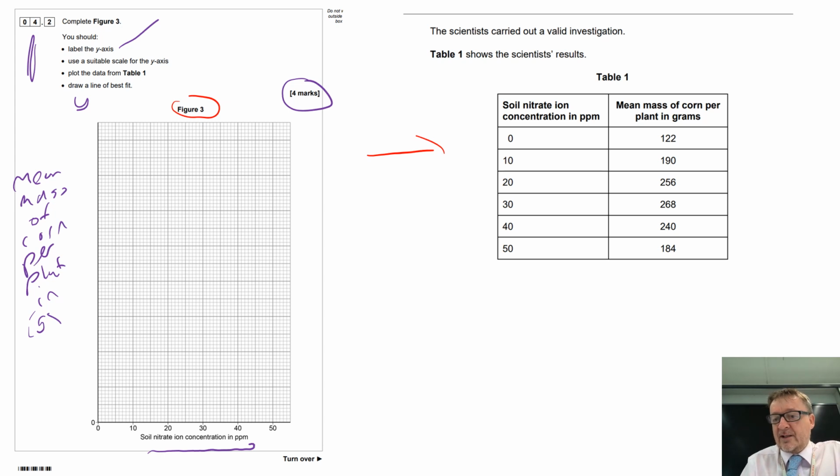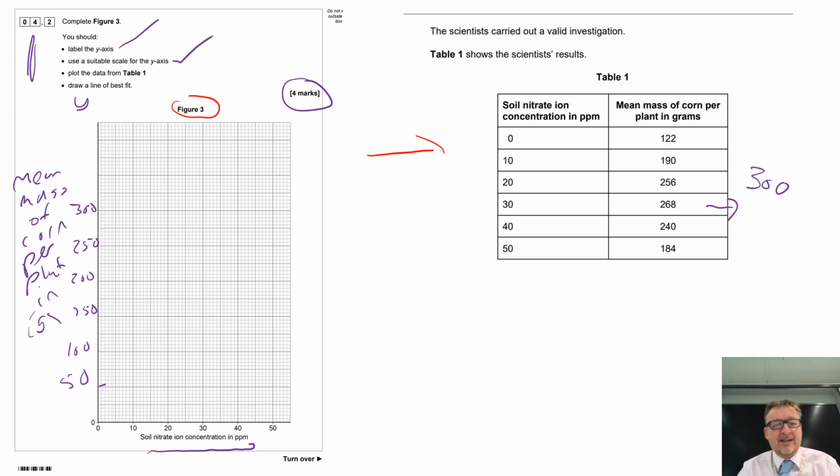Right, so the y-axis, it goes up to 268, so let's call it 300. Okay, so what I'm going to do is I'm going to go 50, that'll work, won't it? 50, 100, 150, 200, 250, 300. Okay, now I don't need to go any further than that. Now there is a bit of space at the top, so I could maybe have done it 40, 80, 120. Right, but that one works. Use a suitable scale. Tick. How easy is this? I've got two marks already. I know I've got them.